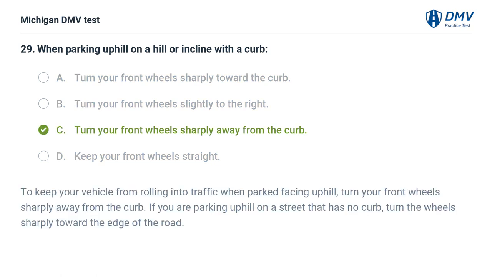C. turn your front wheels sharply away from the curb. To keep your vehicle from rolling into traffic when parked facing uphill, turn your front wheels sharply away from the curb. If you are parking uphill on a street that has no curb, turn the wheels sharply toward the edge of the road.